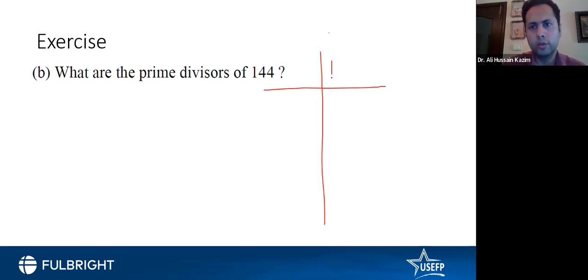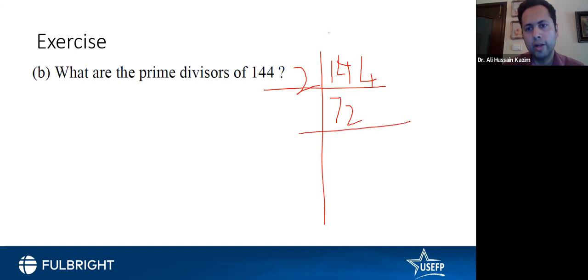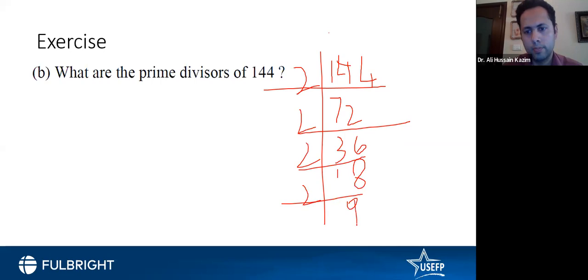So for that, you need to divide. Divide by 2, you get 72. Then as we keep on dividing by 2, 36, 18, 9. And finally, the last two numbers. So of these, the prime factors are 2 and 3. That's the correct answer.